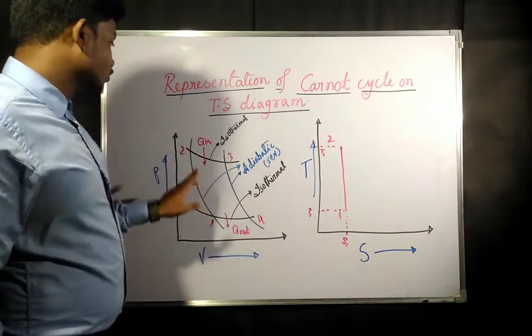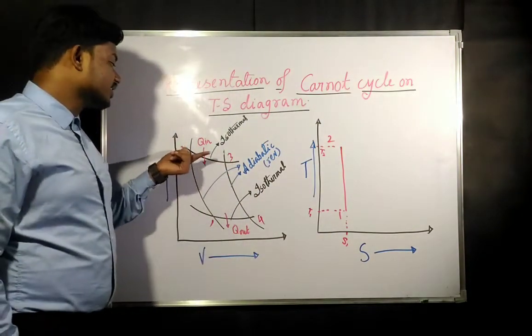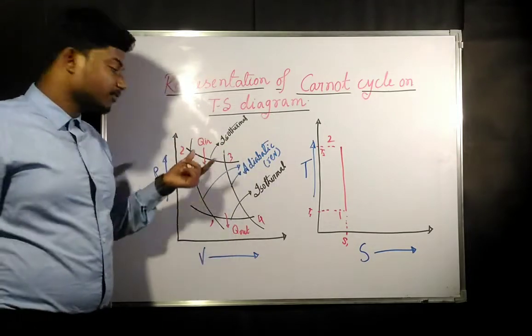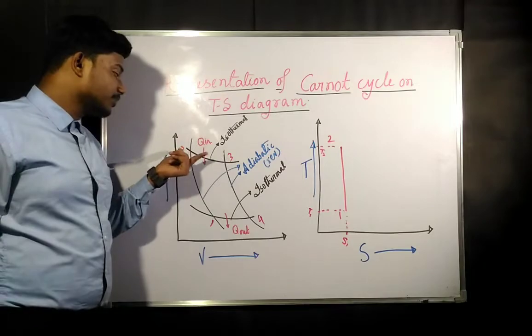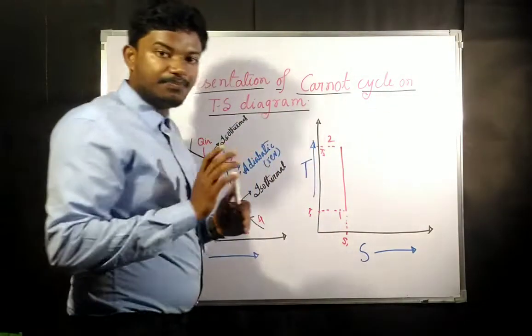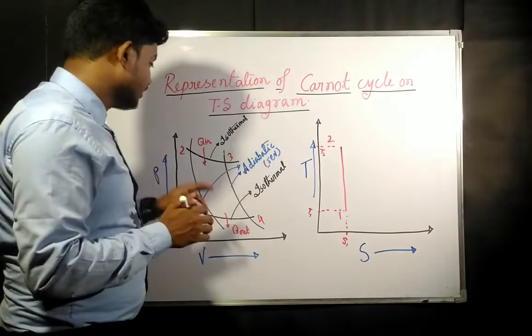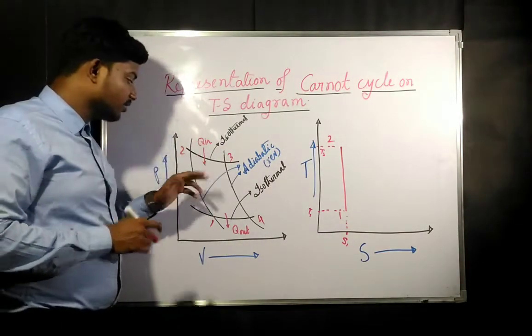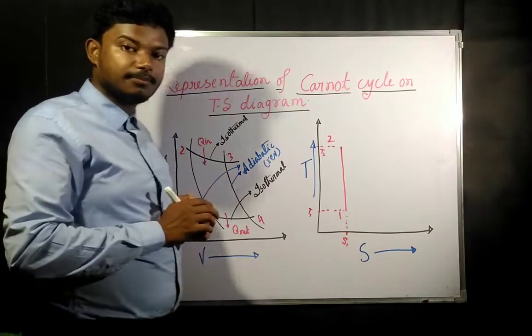Now 2 to 3, what is happening? 2 to 3 is an isothermal process where heat addition is going to take place. Heat addition is going to take place from 2 to 3. So from 2 to 3 the temperature is the same, and Q in means heat addition is going to be there.